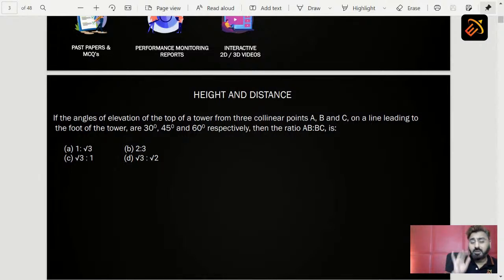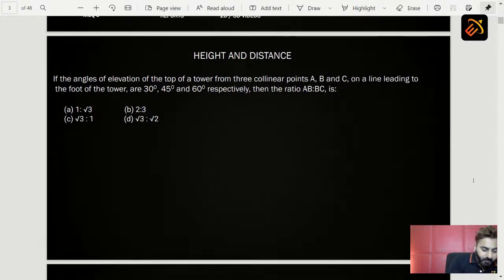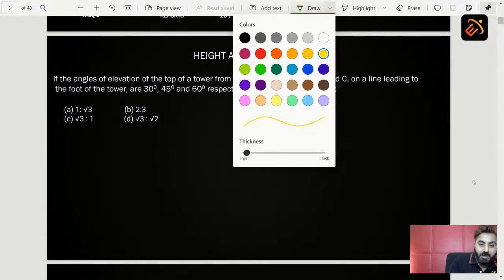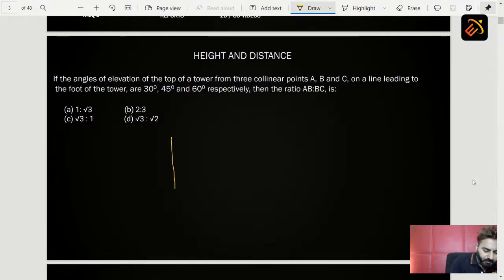सबसे पहले तो अगर सम को इजी करना है, अगर हाइट्स एंड डिस्टेंस के हम सम सॉल्व करते हैं, diagram makes your sum simple. Now you are given that the angles of elevation of the top of a tower from three collinear points A, B, and C are on a line leading to the foot of the tower. So let's say we draw a diagram here, and these are our 3 points. Let's say C, B and A.